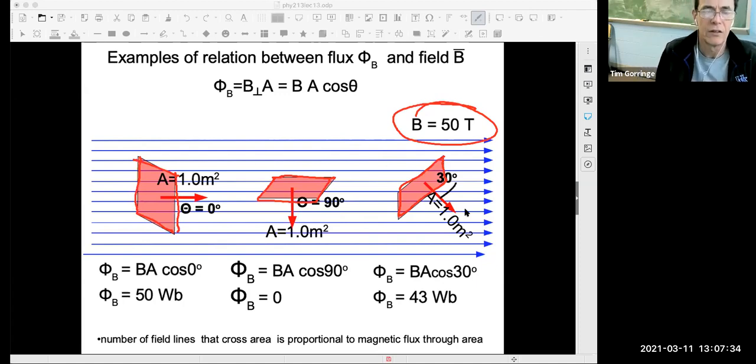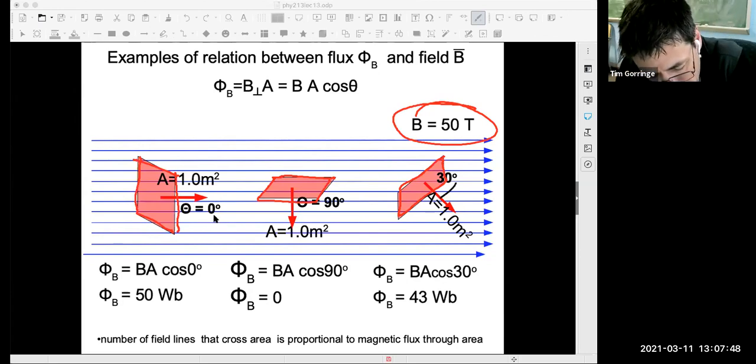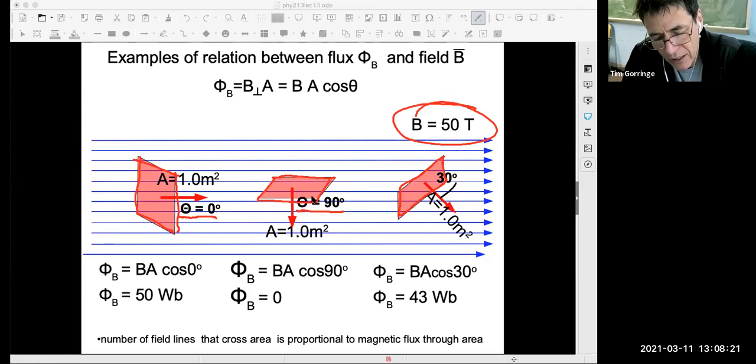The only thing that's different for the three surfaces is the orientations of those surfaces in the magnetic fields. So over here on the left, the vector A representing the surface and the vector B representing the field, they're in the same direction. So theta in the definition of flux would be 0 degrees. Over here in the center, the vector representing the surface is pointing down. The vector representing the field would be to the right. And so they're at 90 degrees to one another, the vector A and the vector B. And so theta in the equation for the flux is 90 degrees here.